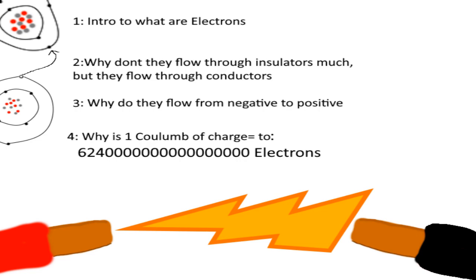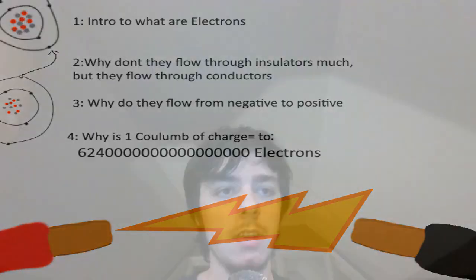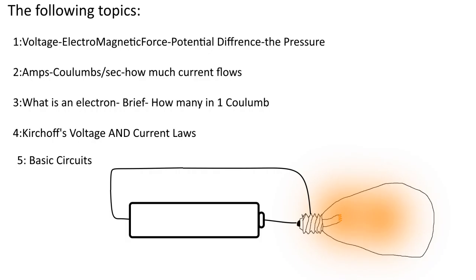a unit. Why is it that many? Hello guys, welcome to my first electronics tutorial. Today we will be learning the basics of the following topics: voltage, amperage, electrons and how many are in 1 coulomb of charge, Kirchhoff's laws and Ohm's law, and basic circuits like a battery connected to a light bulb. This will be the first video in a series.